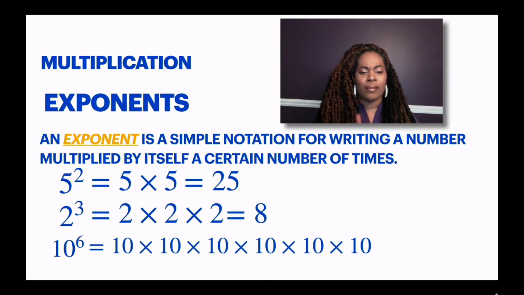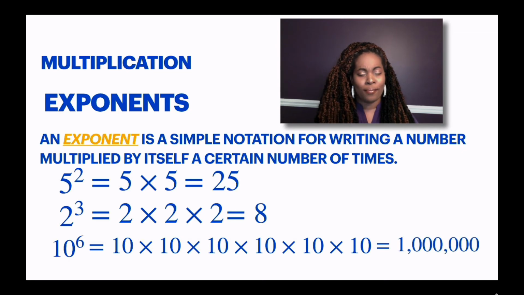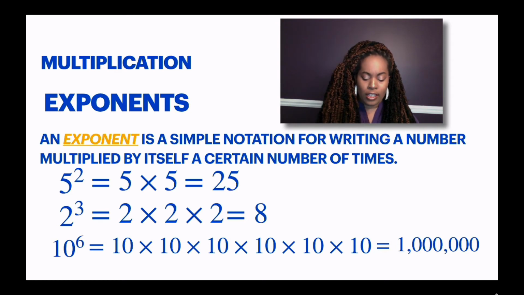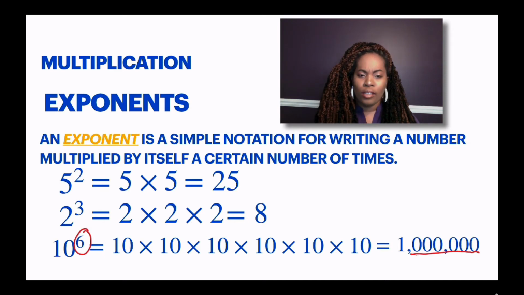So we know that 10 times 10 is 100. 100 times 10 is 1,000. 1,000 times 10 is 10,000. 10,000 times 10 is 100,000. 100,000 times 10 is 1,000,000. Look at that number. Do you all see a relationship between the number of zeros we have and this exponent here? Well, check that out. There are 6 zeros, and our power, or our exponent, was also 6.